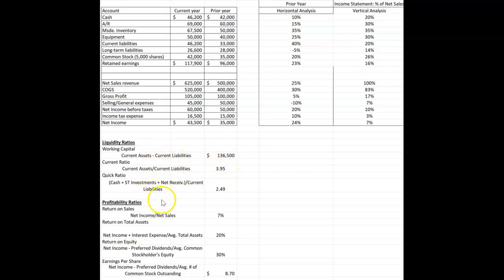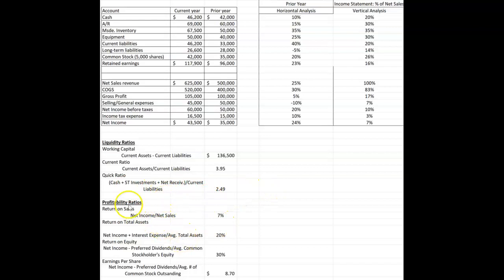And then the quick ratio only includes cash, short-term investments, and net receivables divided by current liabilities. Sometimes this includes inventory too. I don't know if this is written right. I'm going to have to check it. Okay, so let's go on and I'll check this while I'm sitting here.